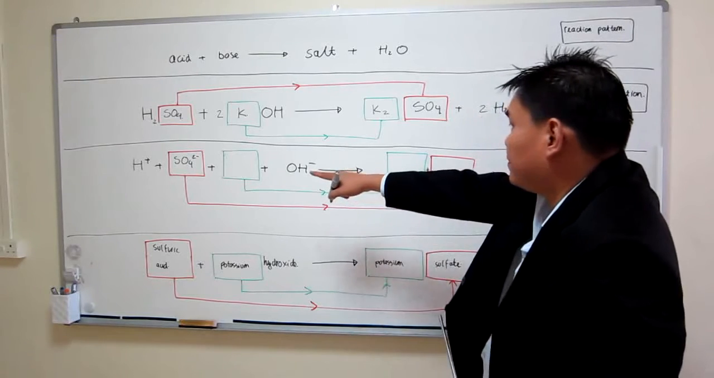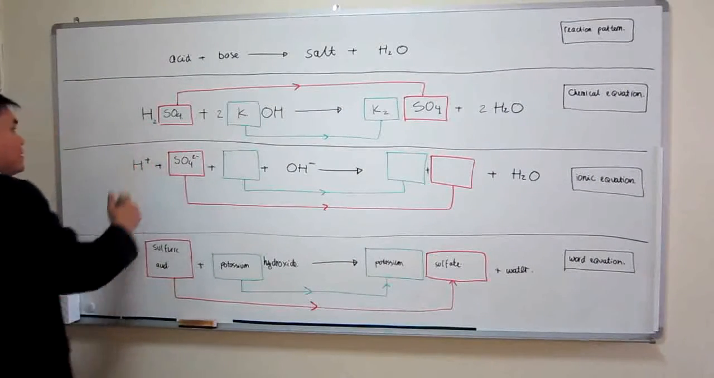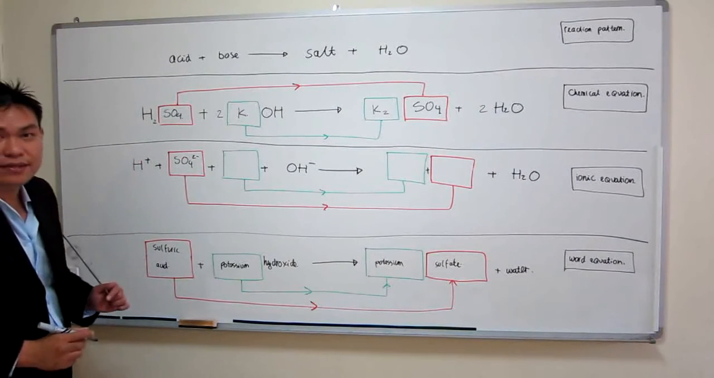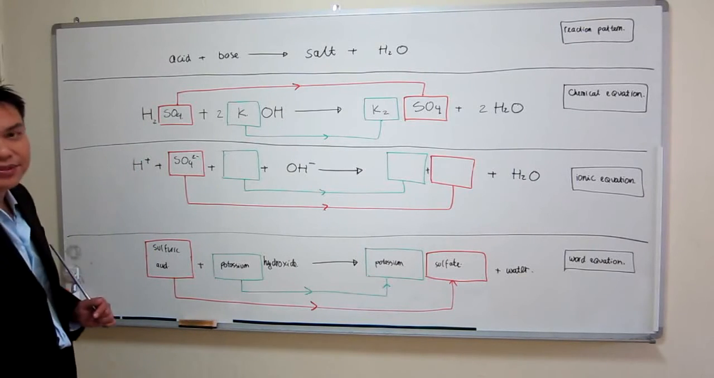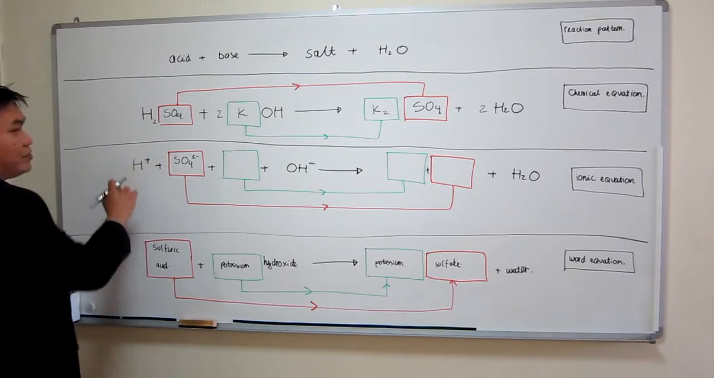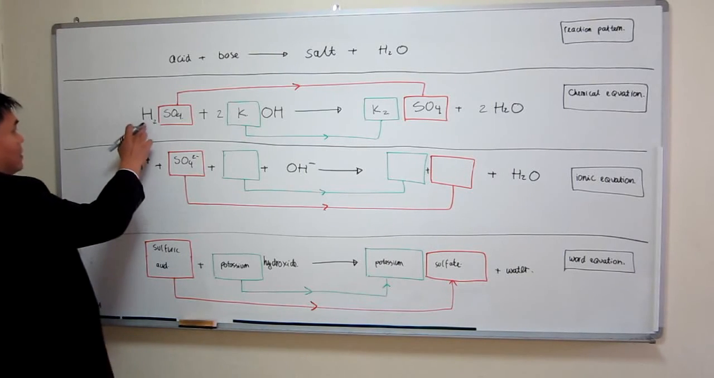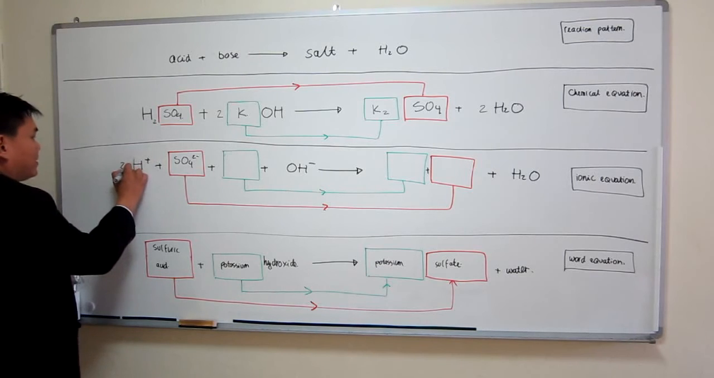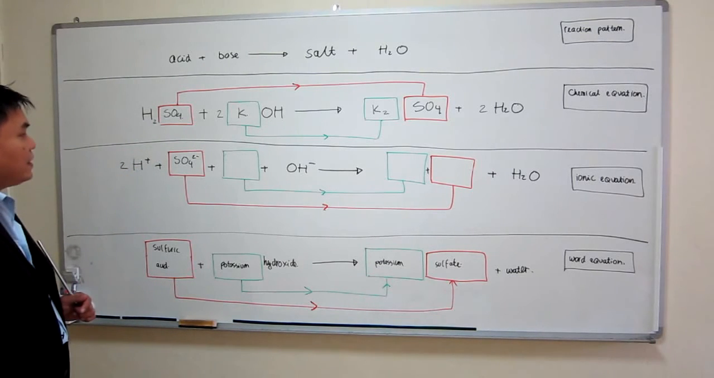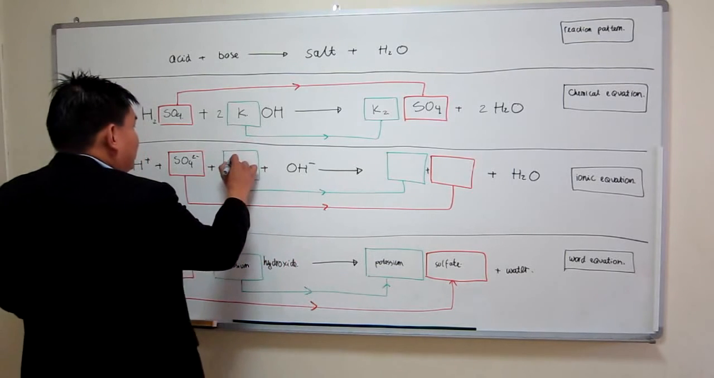In the case of ionic equation, H2SO4 produce H plus and SO4 2 minus. Don't forget to put the number of H plus produced. In this case, you're producing 2 H plus instead of 1 because H2SO4 is a dibasic acid containing 2 H plus. So we put it here. KOH, you split it into K plus and OH minus.